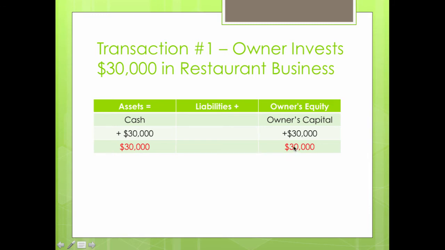So you need to make sure that assets equals liabilities plus owner's equity. In this case, we have $30,000 equals $30,000. So yes, it's balanced. So we are good to go. And we are done with recording this accounting transaction. That's all you've got to do for this number 1 transaction. When you invest money, it affects the cash account under assets, and it affects the owner's capital account under owner's equity.